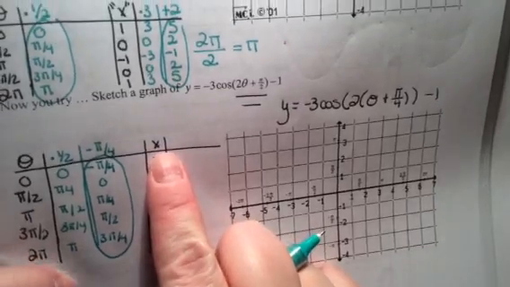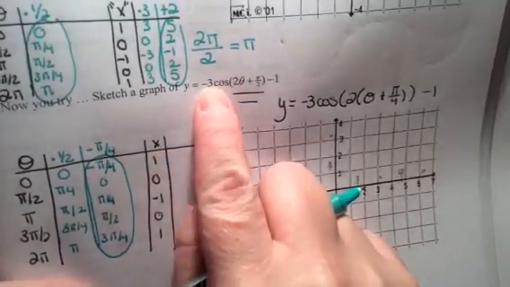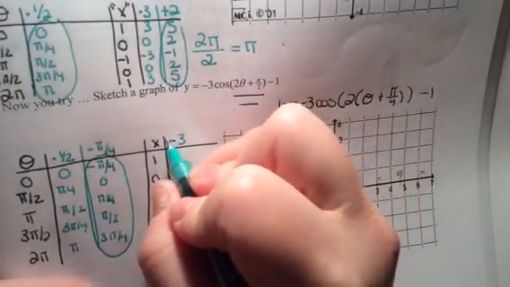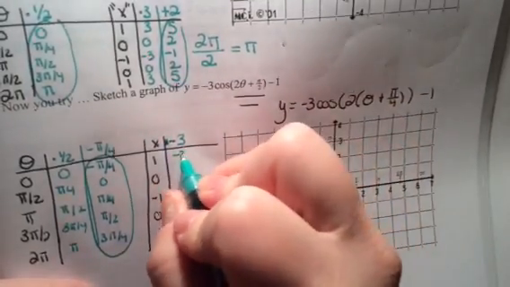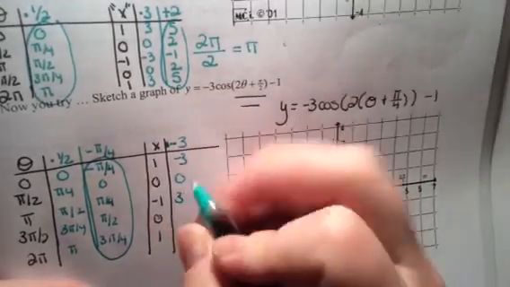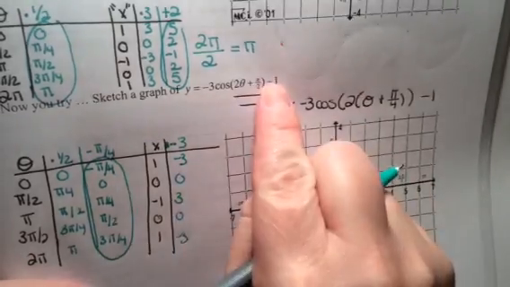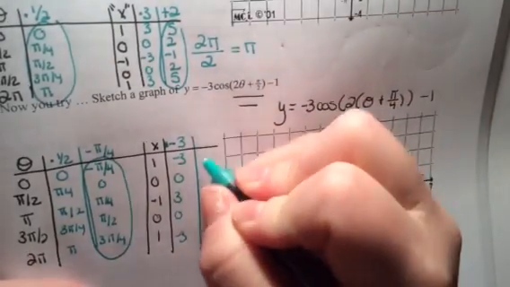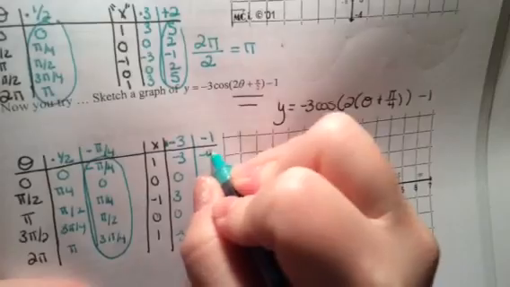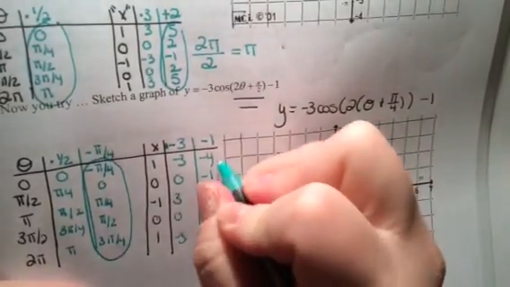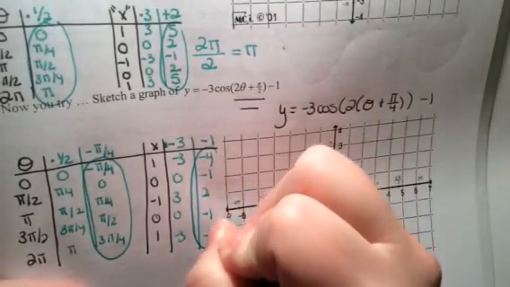To all my x stuff, I need to multiply by negative 3. So negative 3, and I'm going to put a little multiply sign. So negative 3, 0, 3, 0, negative 3, and then I have to subtract 1. So minus 1: negative 4, negative 1, 2, negative 1, negative 4. I'm going to box these because this is my final answer.